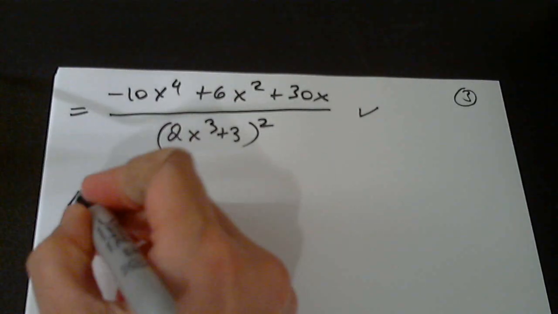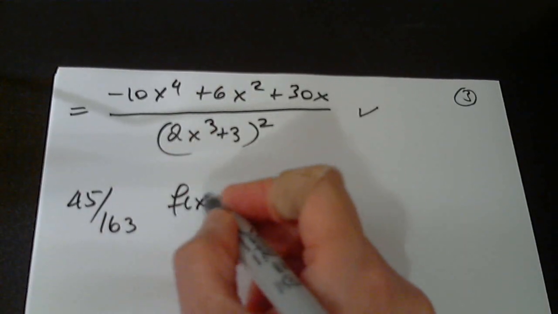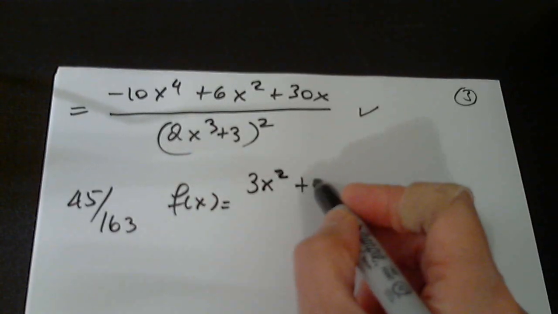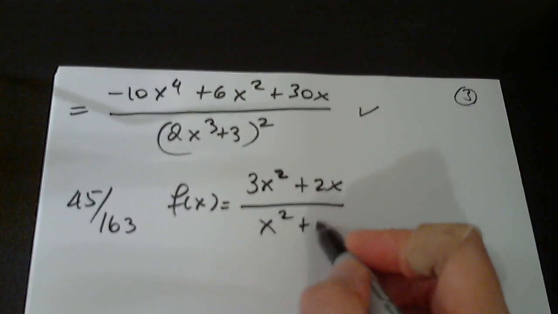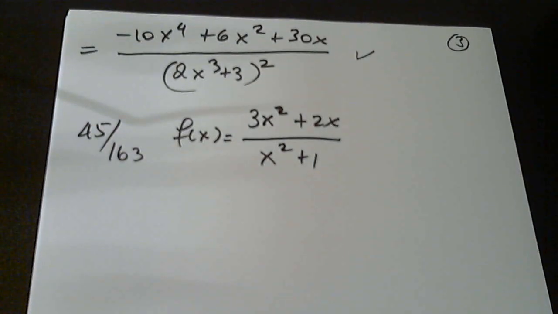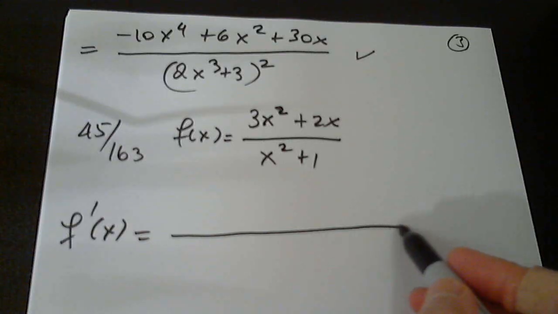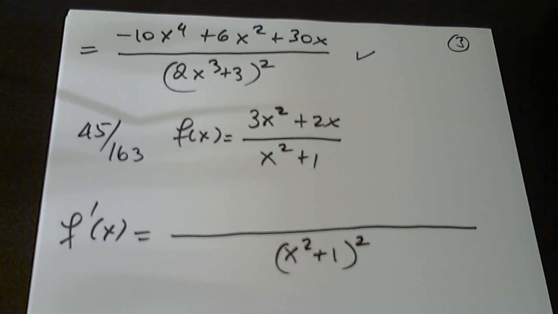I see it. So 45 on page 163, and that is f of x equals 3x squared plus 2x, everything divided by x squared plus 1. Perfect. Okay. So when we apply the quotient rule, we know that we have to square the denominator. You don't differentiate it, you don't touch it, you just write this, and you will never expand it.